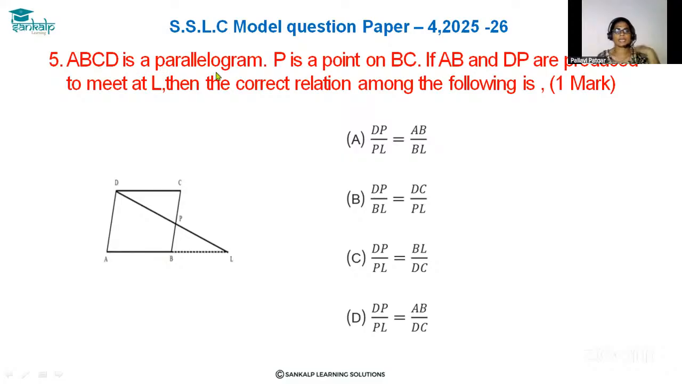Look at the question number 5. ABCD is a parallelogram. P is a point on BC. If AB and DP are produced to meet at L, the correct relation among the following is: option A, DP divided by PL is equal to AB divided by BL. B, DP divided by BL is equal to DC divided by PL. C, DP divided by PL is equal to BL divided by DC. D, DP divided by PL is equal to AB divided by DC.